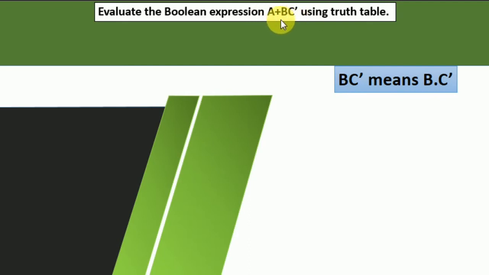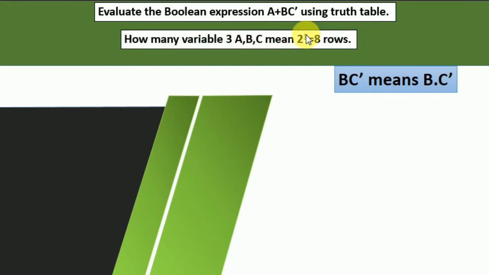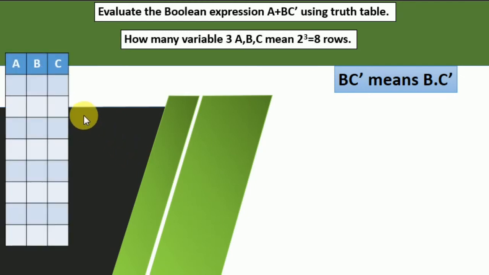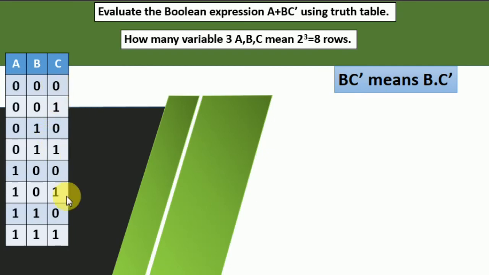A, B and C. There are 3 variables. That means 2 to the power 3, 8 rows. So first you make 3 columns and 8 rows. Here it is. And put the numbers. You know that 0 1 0 1 0 1, then 0 0 1 1 0 0 1 1 and 0 0 0 0 1 1 1 1. These are the values.